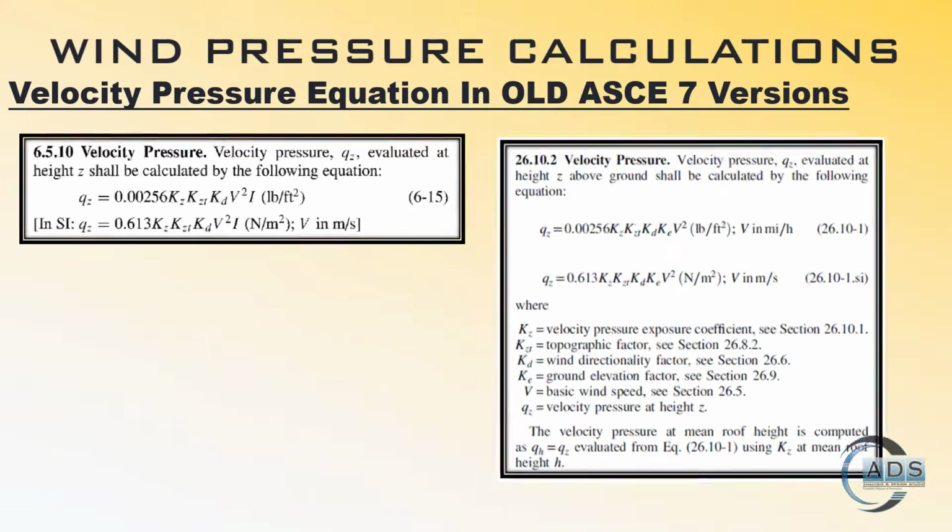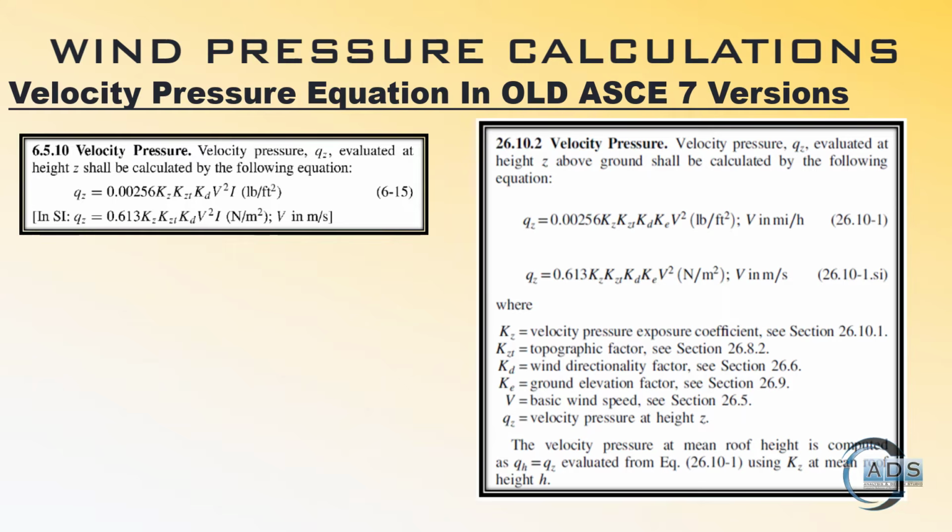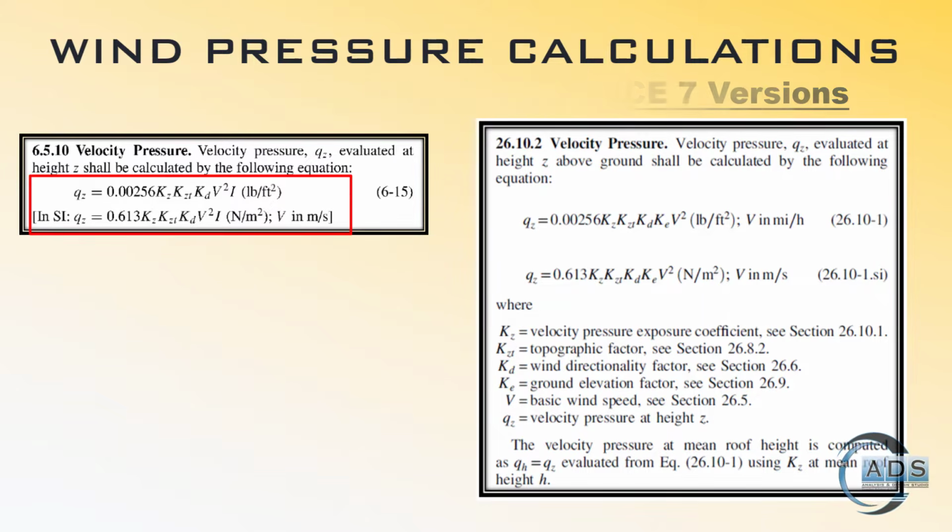But in ASCE 7-16 specifications, this I factor effect is already incorporated in the wind maps given in the specification. But if we are not picking wind velocity from these maps, then we have to incorporate this I factor in the velocity pressure equation as shown in this equation.